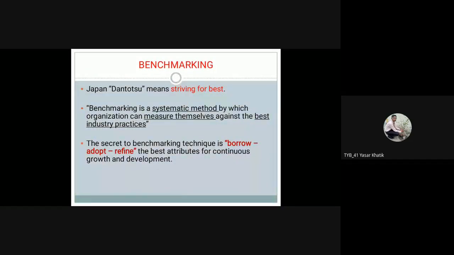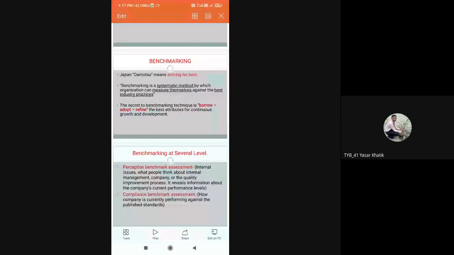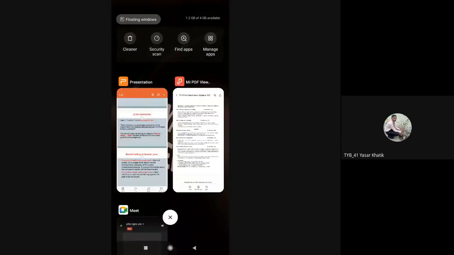So this is just the start of benchmarking, where we are going to see some methods of benchmarking and how it works in any organization. So those things we will see in detail afterwards. But now we will see a short video regarding benchmarking.